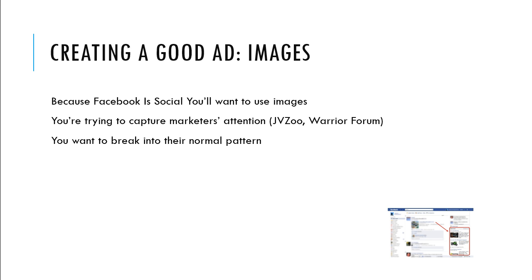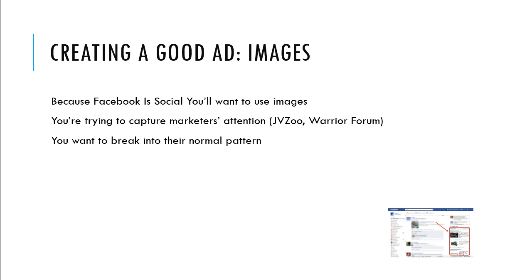What you're trying to do with an image is break into their normal pattern. You're trying to get them to focus on your image. They're going to be socializing, maybe contacting their family, or talking to their kid. You want to break into their pattern with your image. You want it to arrest their senses. You want it to capture them and make them look.